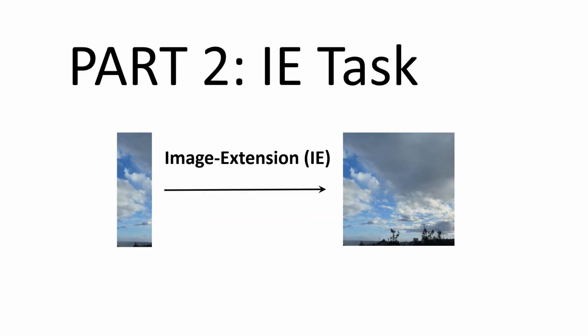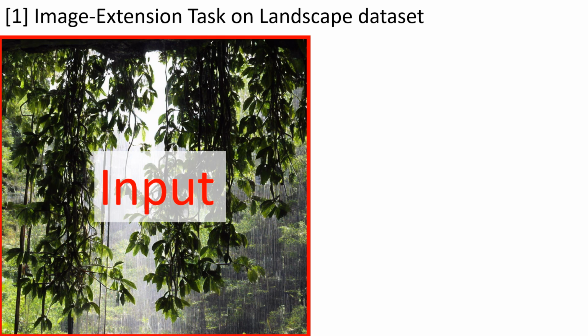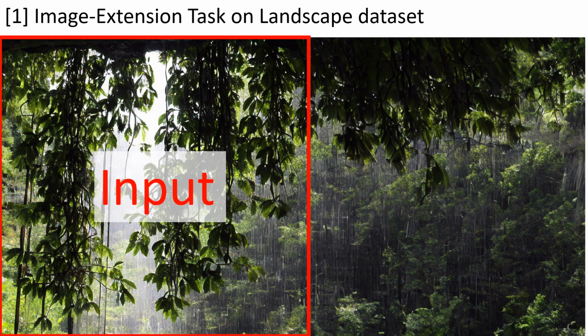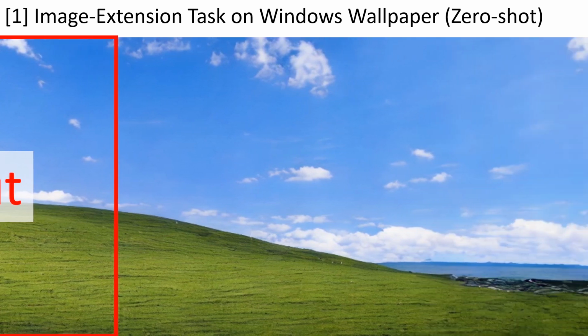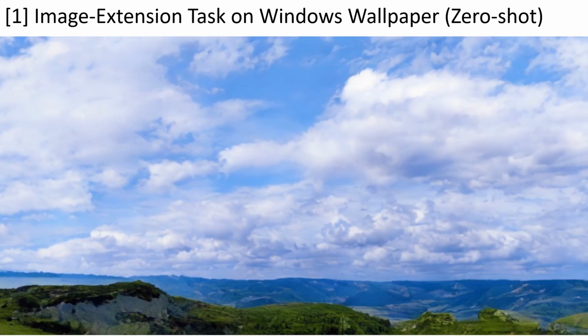Let's come to the second task, image extension. Given an input image, NUWA-Infinity is able to extend it into larger ones. The left is the input, and the right is the output. And you can see the rain, the leaves, and the style are very consistent. This is a Windows wallpaper, and we try to extend it into an extremely long one. And it works. You will see beautiful lakes, clouds, seas, and trees.